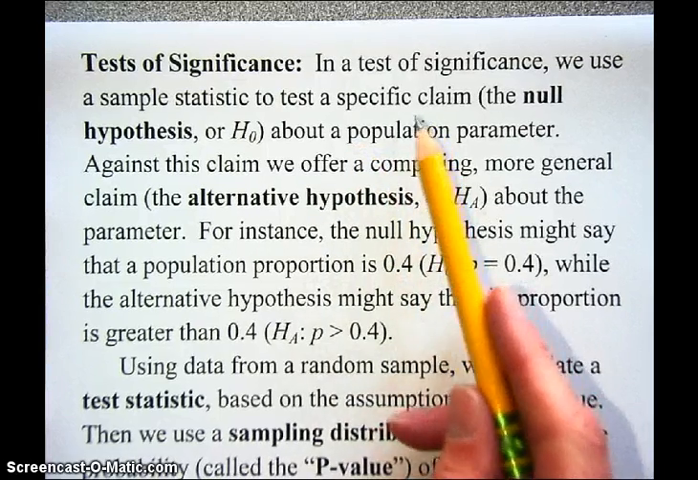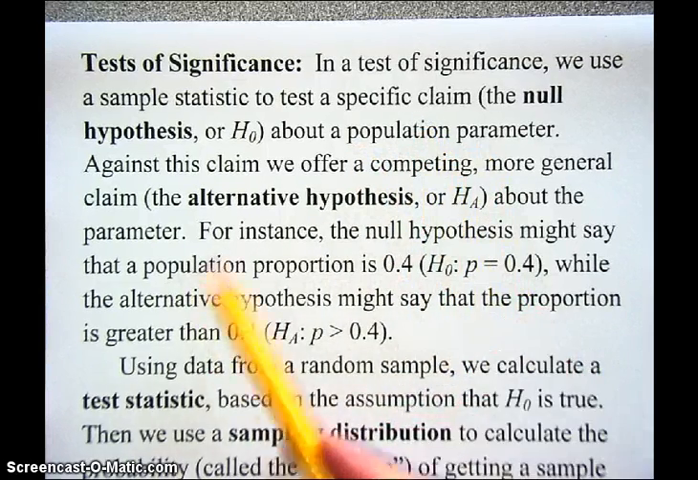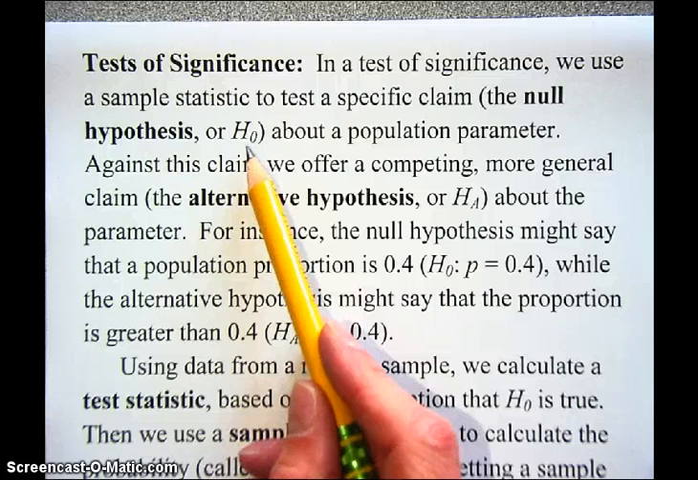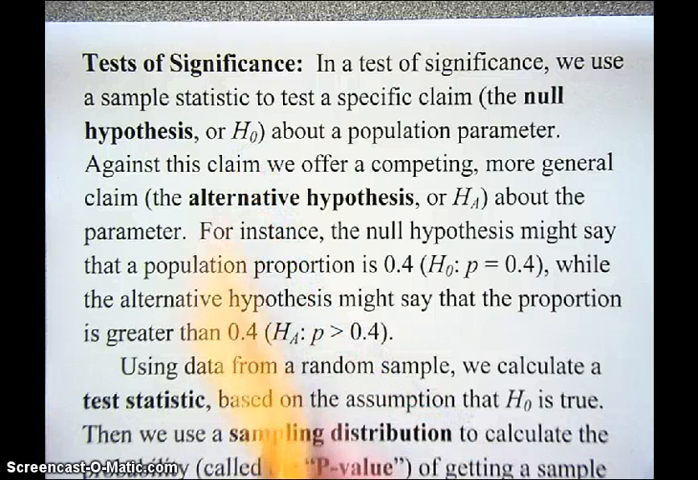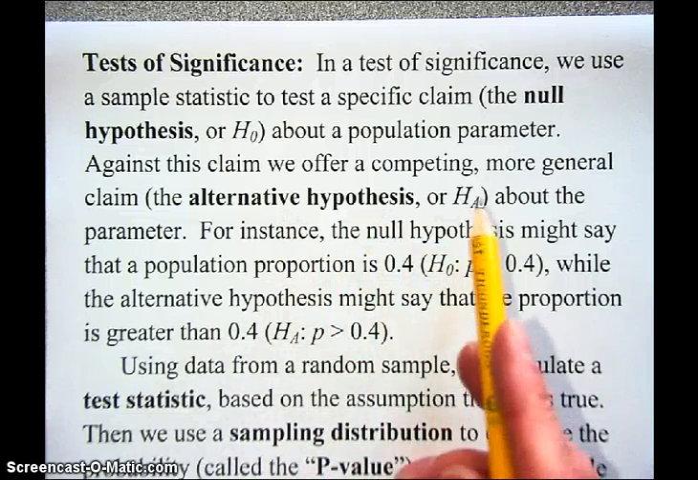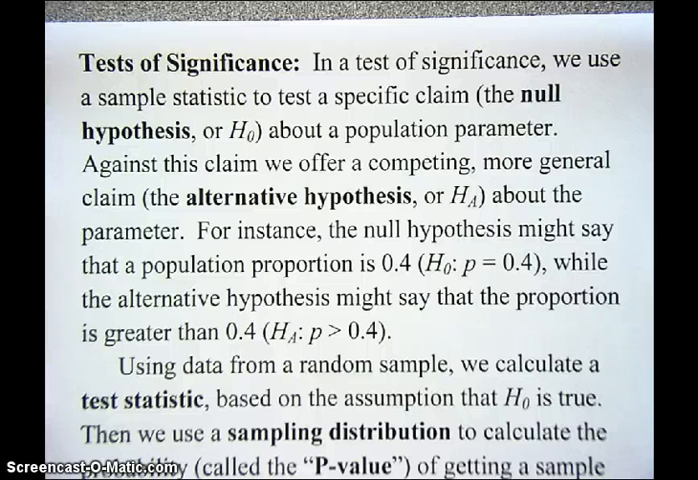It's some specific claim about the population parameter. We abbreviate the null hypothesis this way as H0. And against that claim we offer a competing, more general claim, which we call the alternative hypothesis, or H sub A, about that parameter. Here's an example of what a null hypothesis might look like.